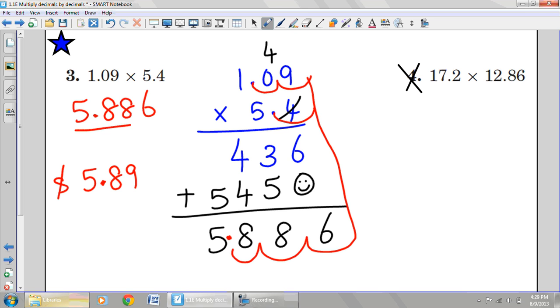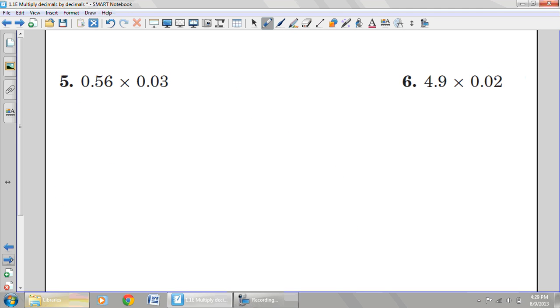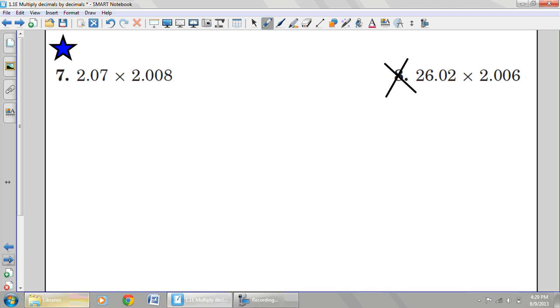Now, for money, you just need these 2 digits after your decimal point, and you have another one, so it rounds up. Look at question number 7, 2.07 times this. Now, this has 1, 2, 3 digits, whereas this has 1, 2, 3, 4. So I'm going to take the number which has 4 digits and put it on the top, and the 3 digits, put it on the bottom. It makes your life so much easier.